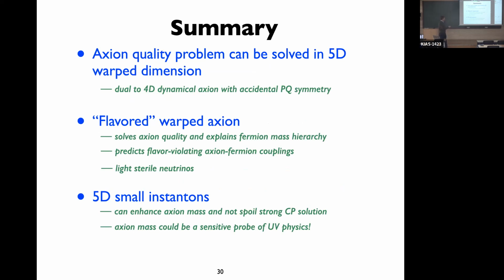I didn't have a chance to talk about the light sterile neutrinos. You can go into the neutrino sector. You can predict light sterile neutrinos. And then finally, you can use the fifth dimension, the small instantons in the fifth dimension, to enhance the axion mass. And therefore, the axion mass is a sensitive probe of UV physics.